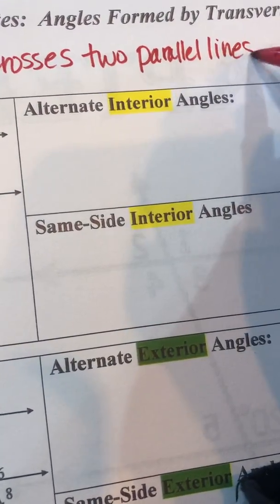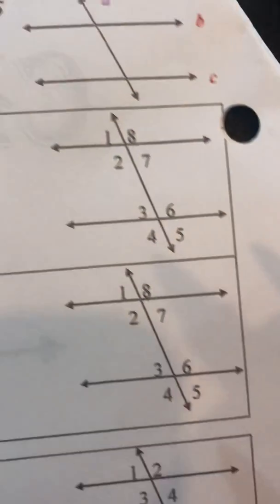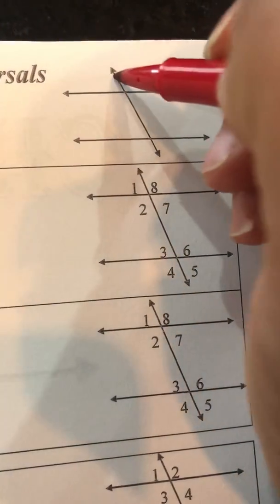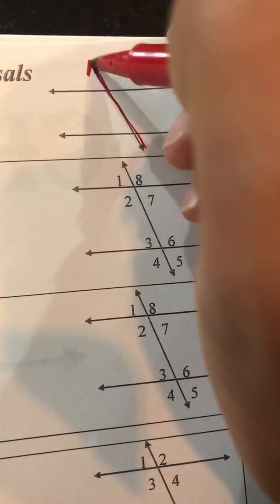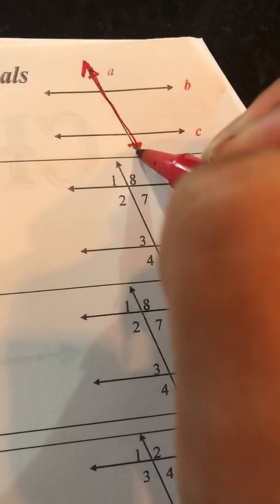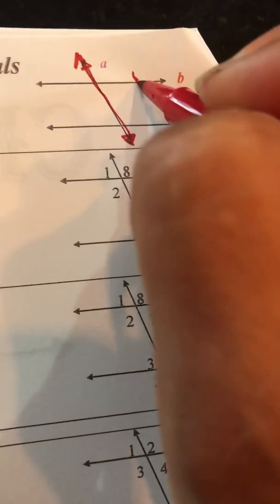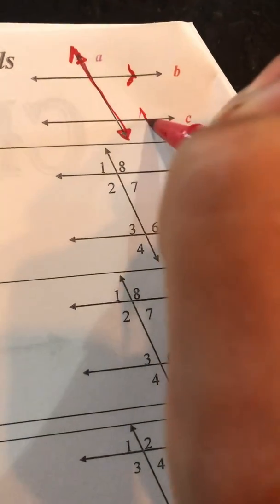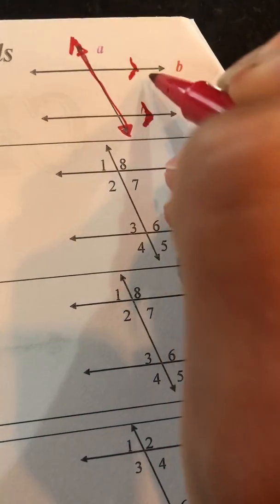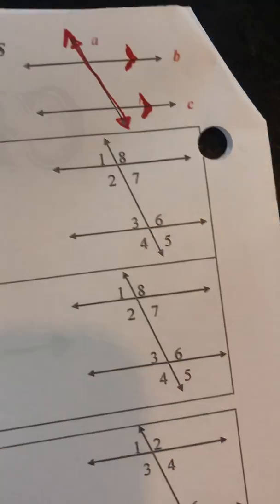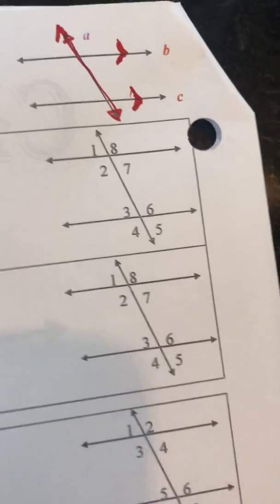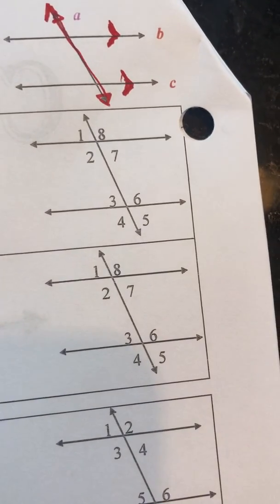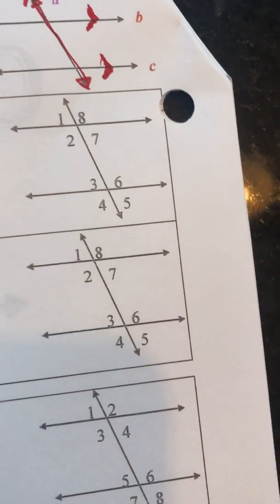So in this picture here, the line A is the transversal, and lines B and C are the parallel lines. And just as a little intro, sometimes what you're going to see with parallel lines is this little arrow here, kind of as part of the line. And when you see that arrow, that means that those lines are parallel to each other.